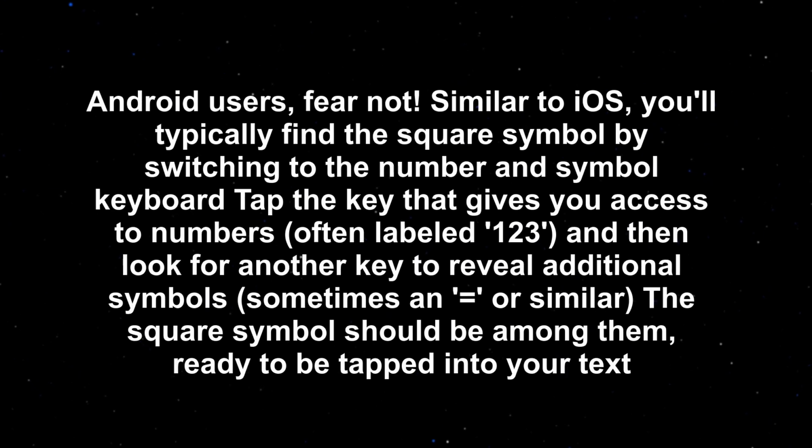Android users, fear not. Similar to iOS, you'll typically find the square symbol by switching to the number and symbol keyboard. Tap the key that gives you access to numbers, often labeled 123, and then look for another key to reveal additional symbols, sometimes an equals sign or similar. The square symbol should be among them, ready to be tapped into your text.